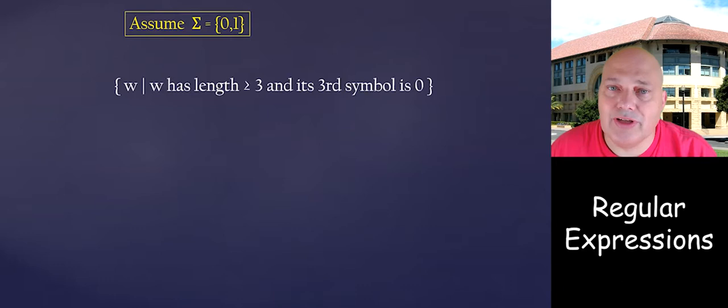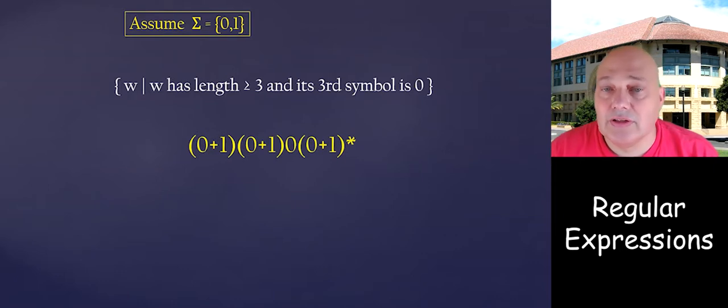How about W has length at least 3, and its third symbol is 0? We now don't have a star at the beginning. We have (0+1), any first symbol, concatenated with (0+1), any second symbol, then the third symbol being 0, and the rest is arbitrary.